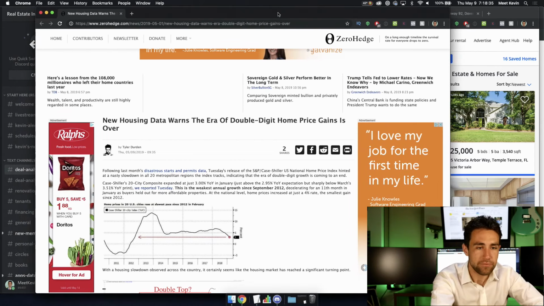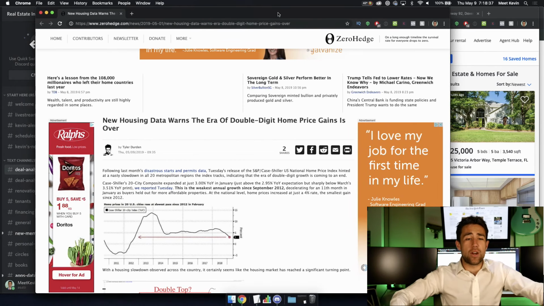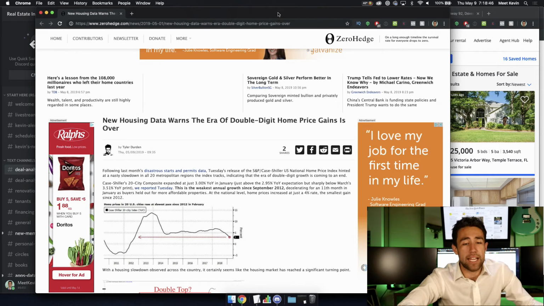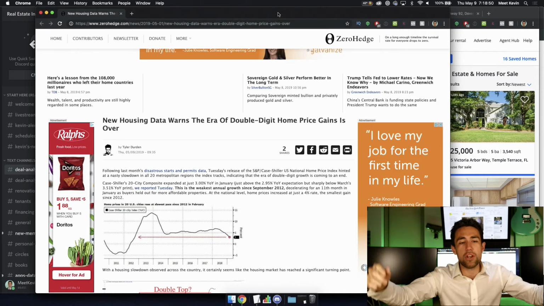Okay, so let's look at this article we got here. I've not looked at this yet. Let's just do my reaction. We'll do a live reaction to this. How's that? New housing data warns the era of double-digit home price gains is over. Yeah, I mean, they might be right. Double-digit home price gains aren't sustainable, right? It's not sustainable to go, we're getting 10% appreciation this year.